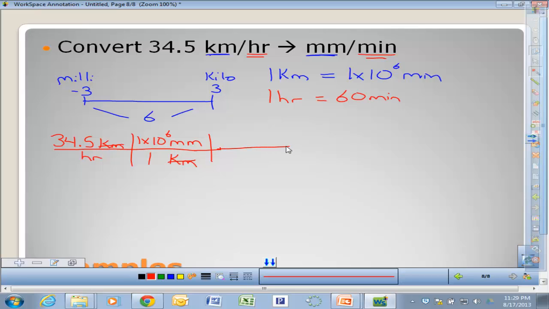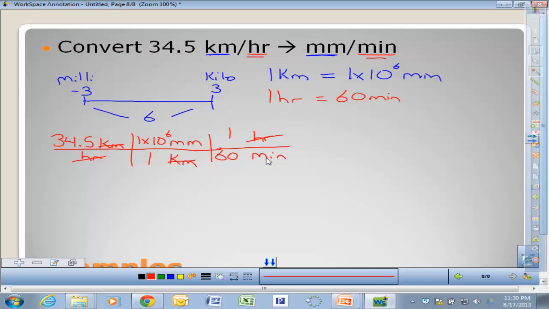Now, notice where your hours is. Your hours is on the bottom. And we said for something to cancel out, they have to be opposites. So if hour is on the bottom, to get it to cancel out, we're going to put it now on top. And we're going to put the minutes on the bottom. We're going to put 1 hour there. We're going to put our 60 minutes down there. My hours will cancel my hours. So the only units I have left are millimeters per minute.